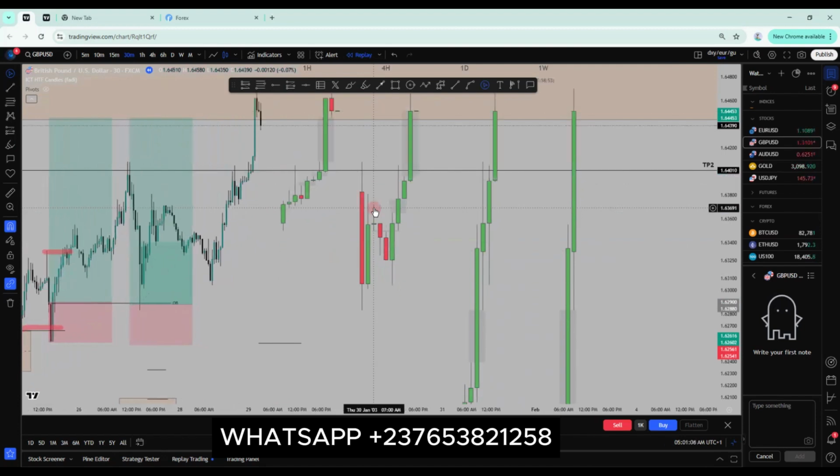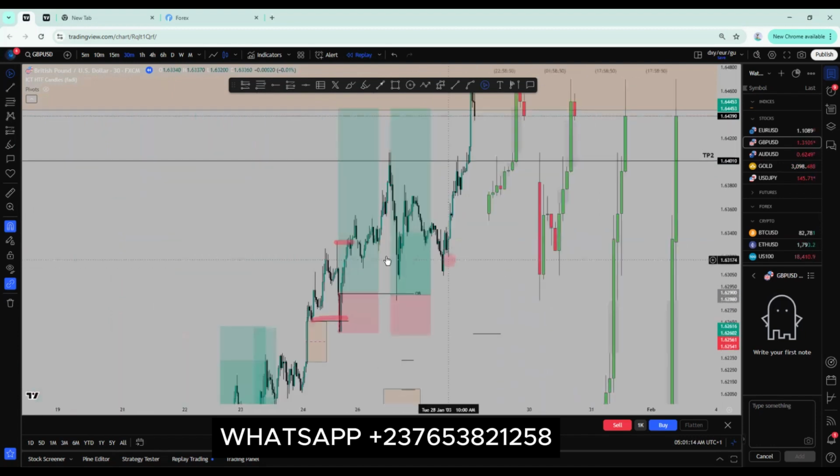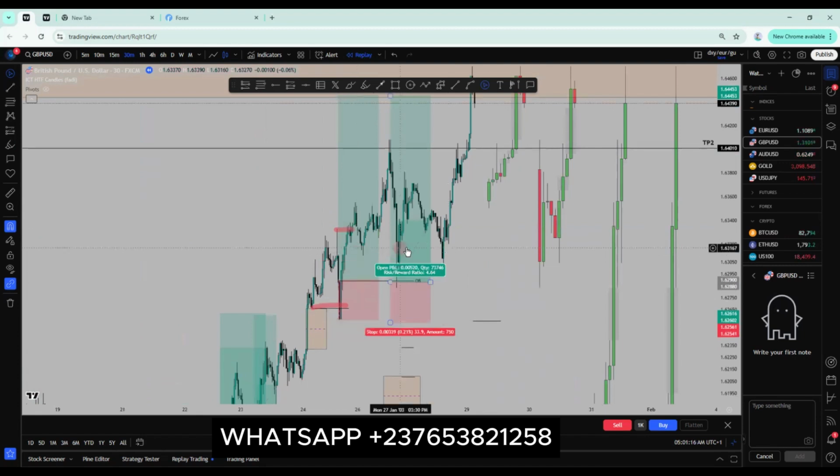Good. So we've gone straight up to TP on these two trades. These two trades are 4.58 and 4.58.